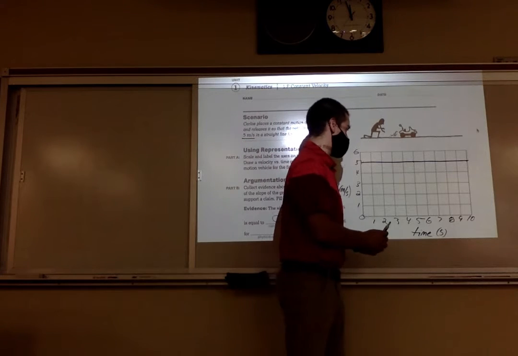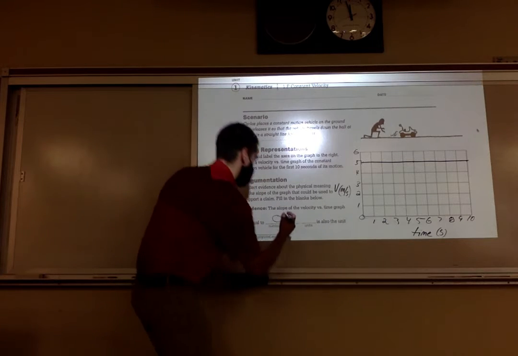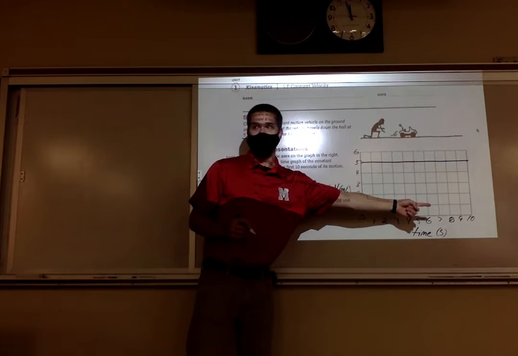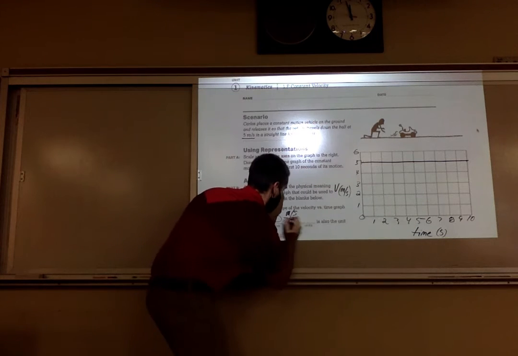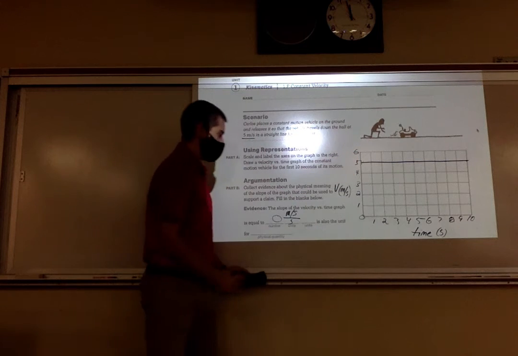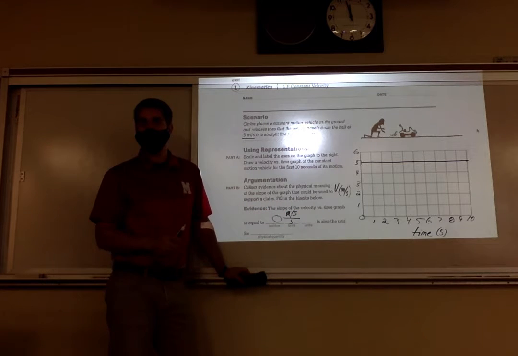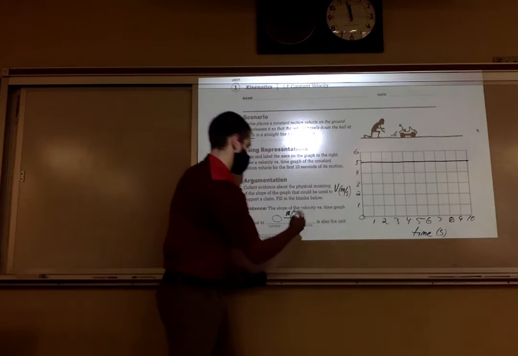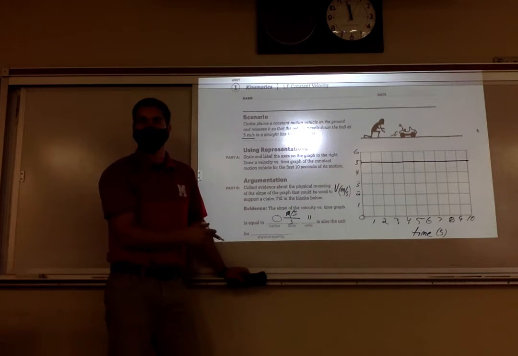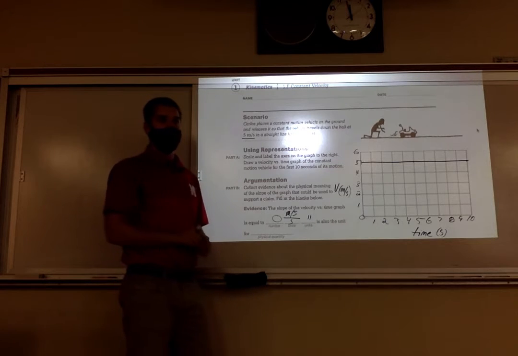Slope is rise over run. What's my rise? Meters per second. What's my run? Seconds. Rise is meters per second, run is seconds. My units are meters per second per second. I'm going to put a ditto note so I don't have to write meters per second again. Does anybody know what that's the unit of?